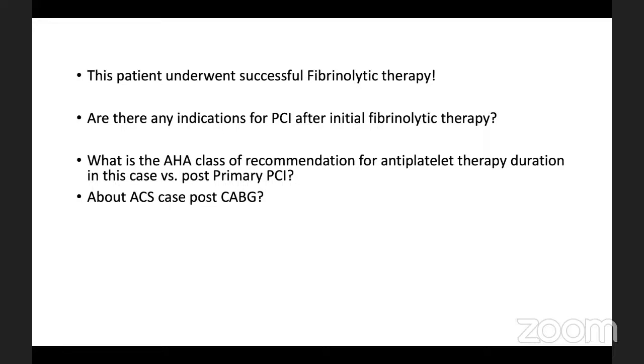Okay, and there is a class 2B indication that if the patient has a low risk of bleeding, you can continue dual antiplatelet therapy.